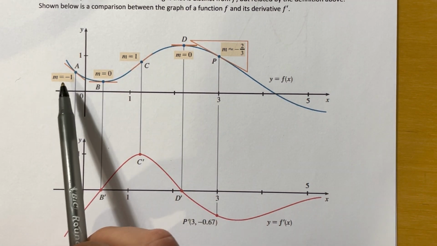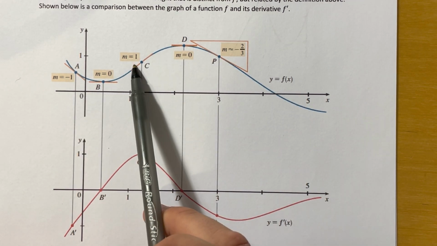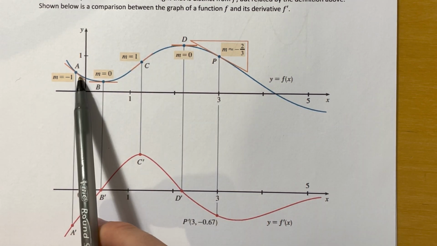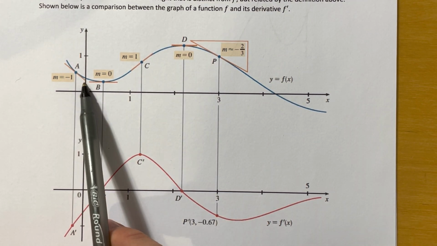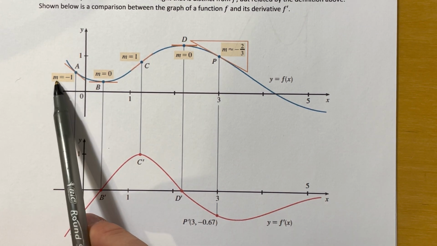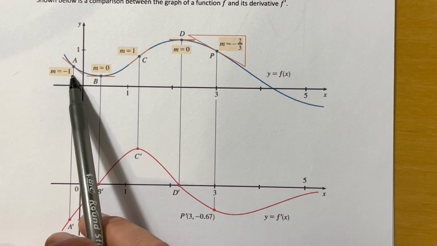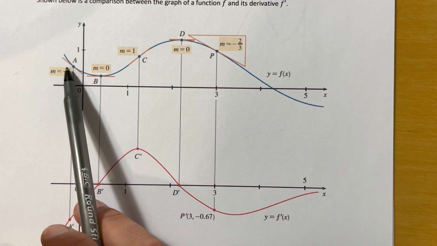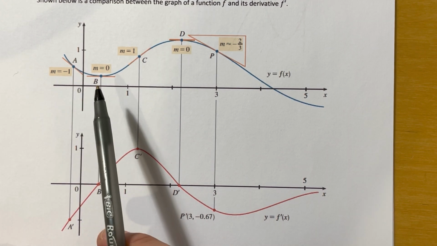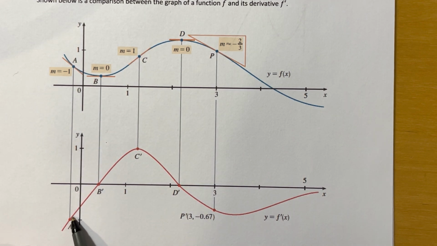Okay, so take a look here. We've got this blue curve, and there's several tangent lines that have been sketched in here with their slopes indicated. Here, where this graph is decreasing, we see that this tangent line at this point a has a slope of -1. So that means f prime of whatever this x value is right here should be a negative number. And notice the corresponding value on my derivative graph is negative.